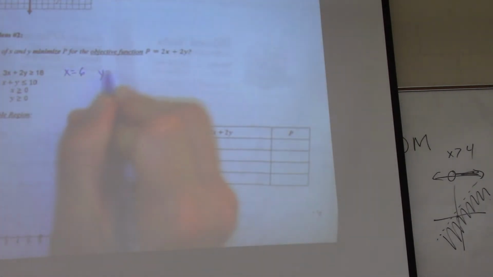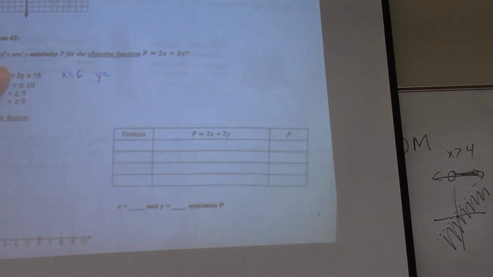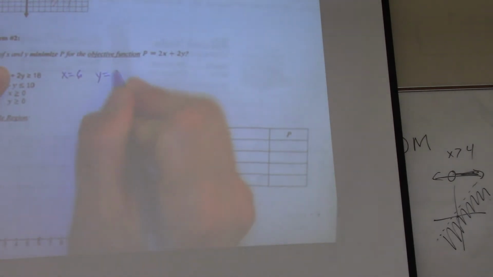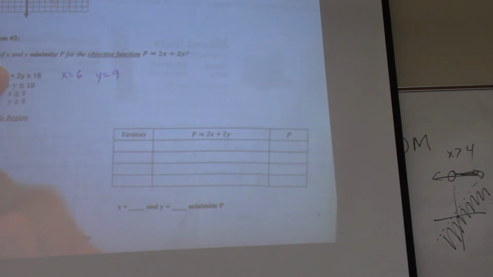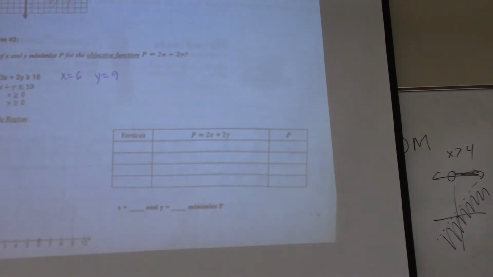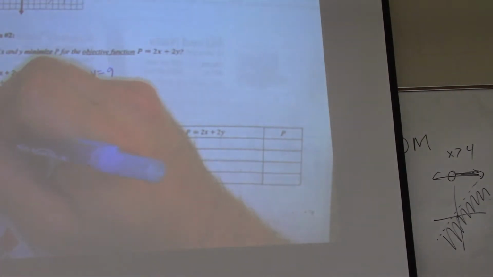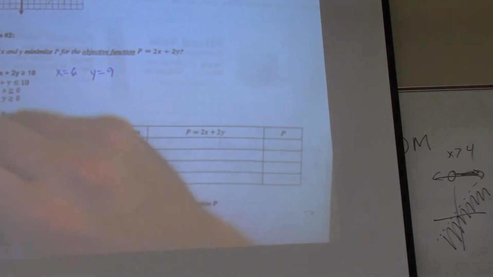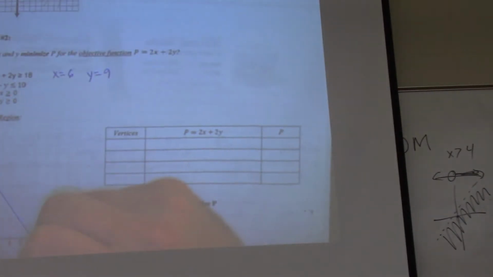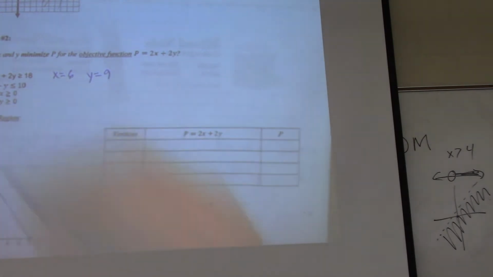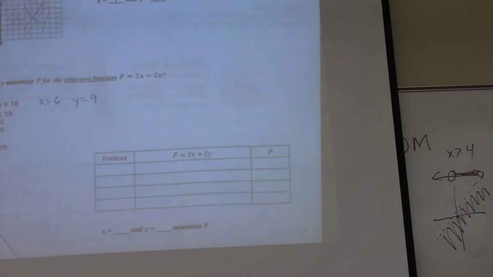Also, what does y equal? Well, let's cover up x. What does y equal? 9. So let's go plot 9 on the y-axis. And then use my straight edge to connect them. Again, try and be as accurate as you can. And shade it. Okay, so again, it's just easier to graph and shade.